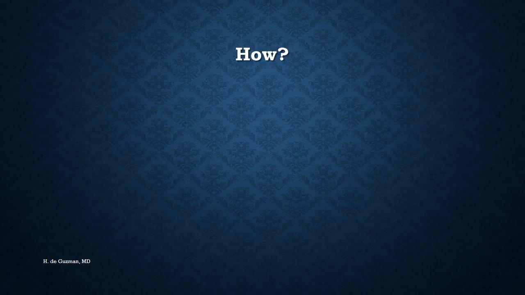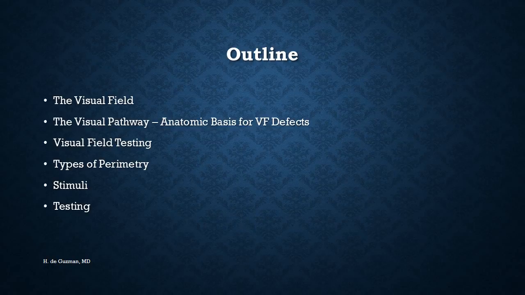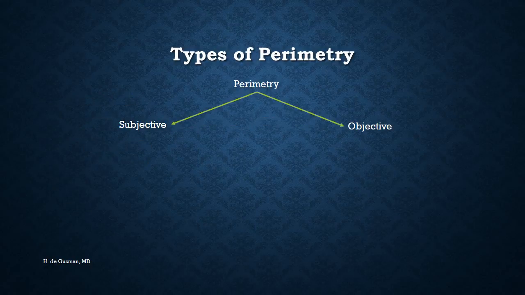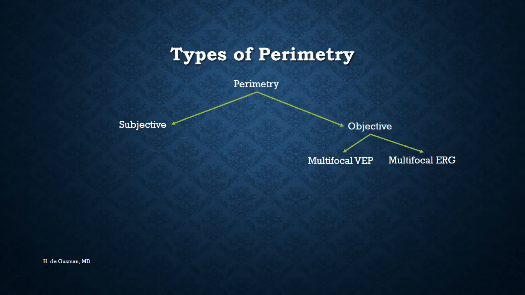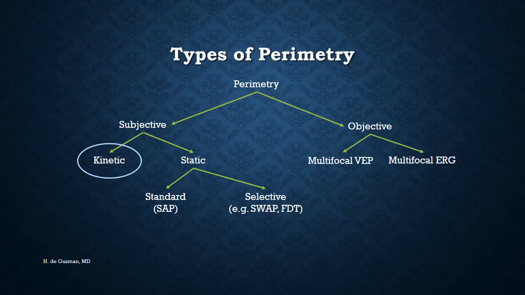How we do it, this is the next topic for discussion. Perimetry can be divided into subjective and objective types. Subjective can be divided into kinetic and static, and static can be divided into standard and selective. For objective, the most common types we have are multifocal VEP and multifocal ERG. So we'll talk about kinetic perimetry first.